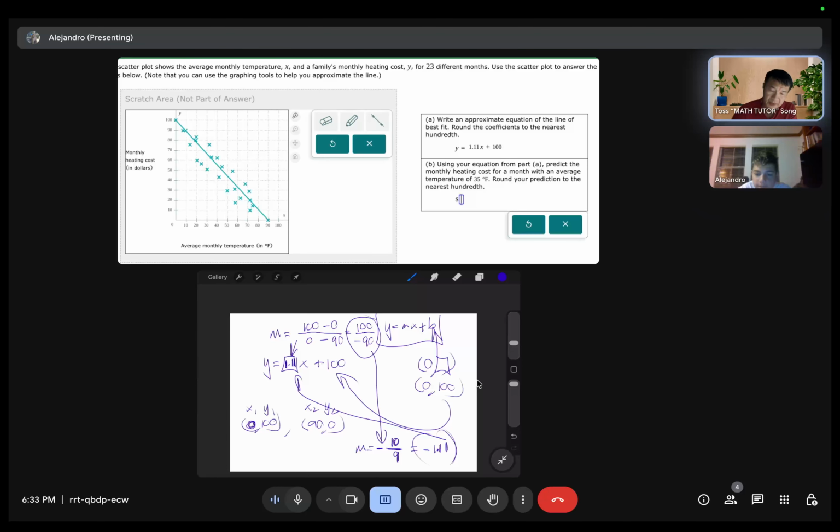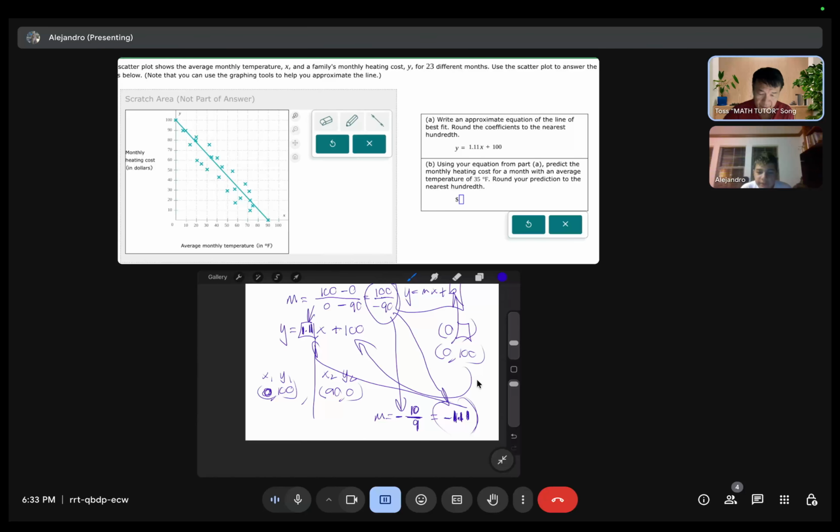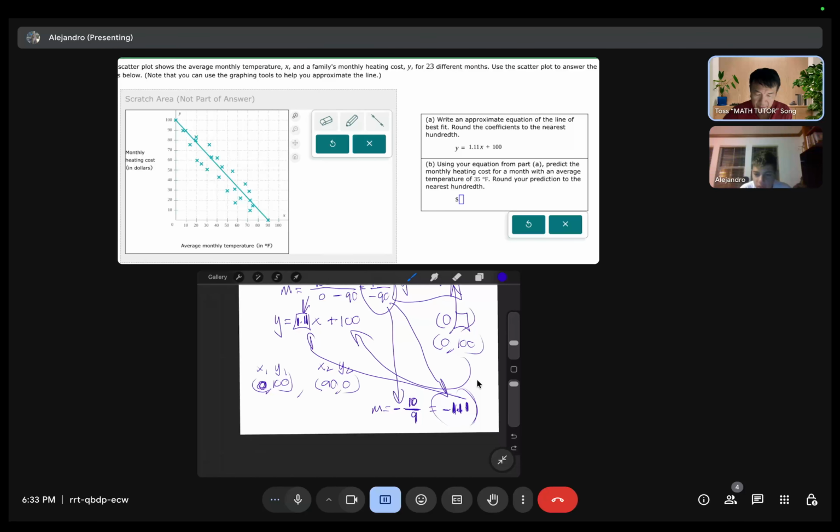I mean, we could have just punched this in the calculator. It's still going to give you negative 1.11 anyway. Okay, now we're going to use that and plug in 35. If you notice on the x-axis, 35 is the unit for the x-axis. Therefore, it's going to be 35 in the x variable. So we're going to plug in x as 35.